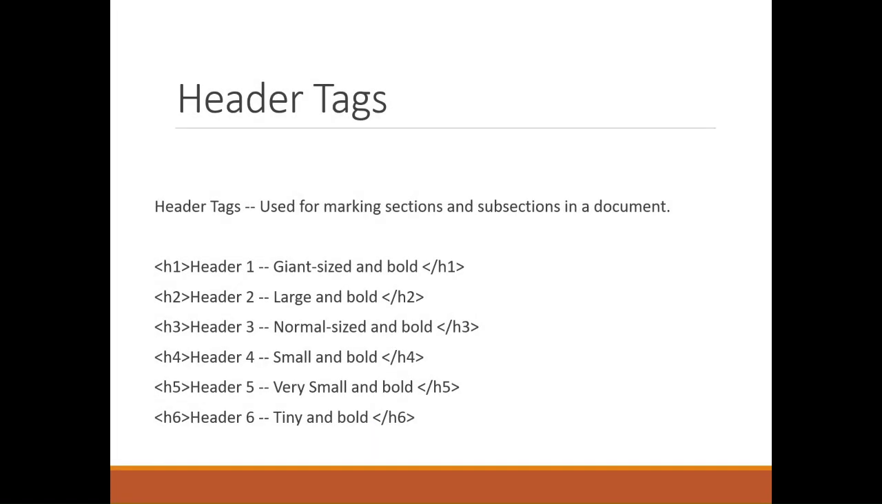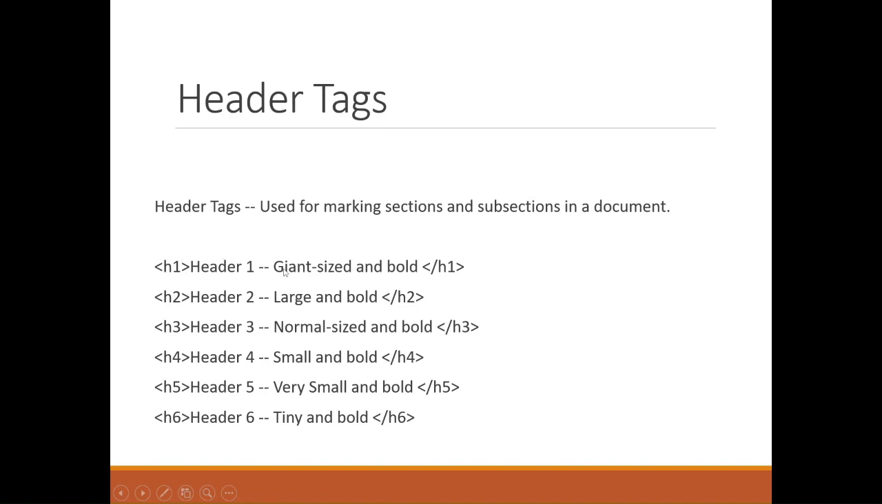So header tags. Header tags are used for marking sections and subsections in a document. These are the types of header tags. You can see it is H1 to H6, and all tags generally are in lowercase. So it starts and ends with lowercase, and once the tag is opened, the tag is closed. The content inside it generally tells what the output would look like.